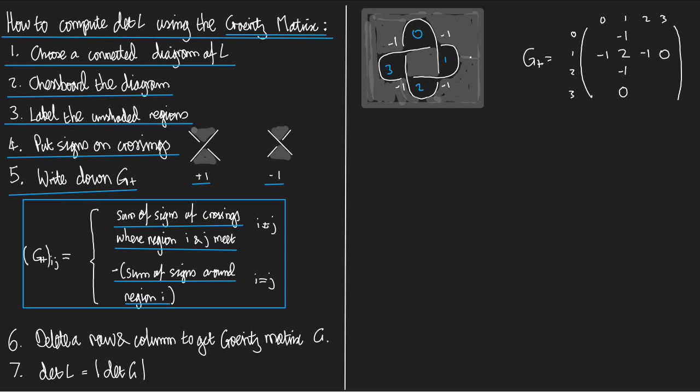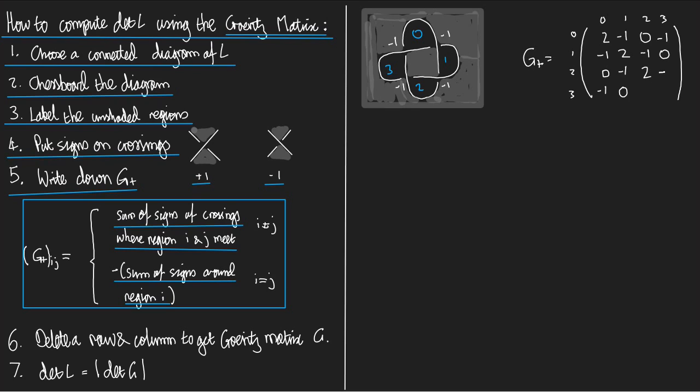So here are my answers. Around region 0, there are 2 minus 1s, so we get minus 2, and negating it, plus 2. Between region 0 and 2, there are no crossings, so we get 0. But between 0 and 3, there's one crossing, sign minus 1, so we get minus 1. And then I could fill in a copy of that row as the column now. 0, minus 1. Next, around 2, there's 2 minus 1s, so we get minus 2, and minus that is 2.